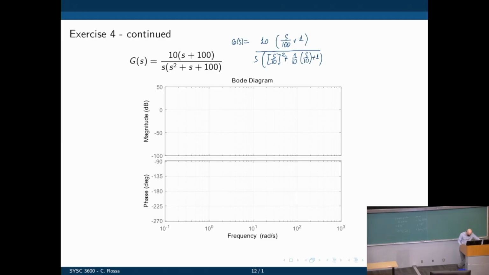How do we know they start at 40? Because if you only had 1 over s at 10 to the power of 1, it would be at 0. And then 1 decade back would be at 20. But because we have this gain of 10, we have 20 log of 10 to add to the Bode plot. And this gives plus 20 dB. So everything shifts upwards by 20 dB, which means that we should start indeed at 40 decibels. Very good.